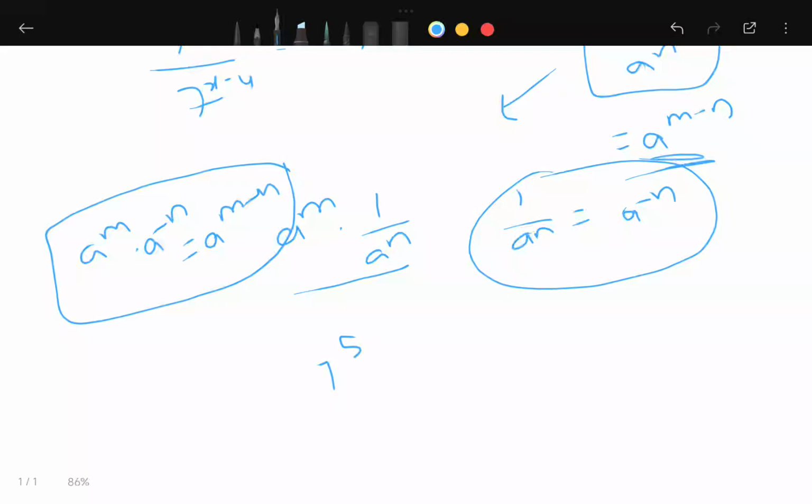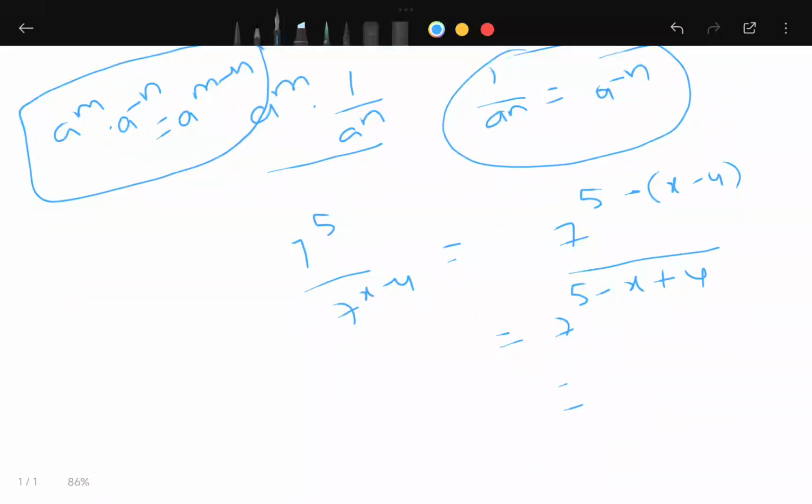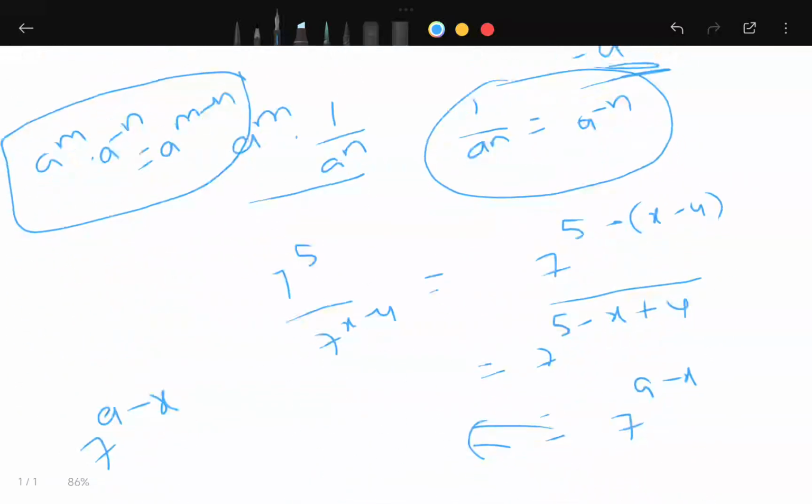7 power 5 by 7 power x minus 4 is equal to 7 power 5 minus x minus 4, which is 7 power 5 minus x plus 4, which is 7 power 9 minus x. So 7 power 9 minus x equals 7 power 15.